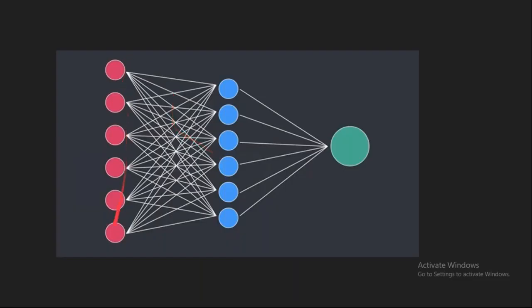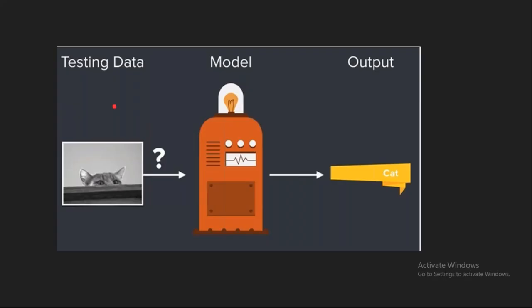So let's look at it this way. Let's see how the learning is basically going to happen. Let's say we have our data, the training data that I've talked about.